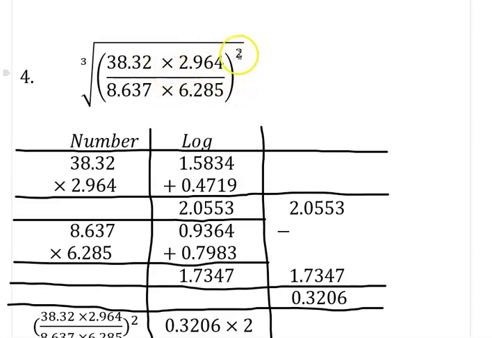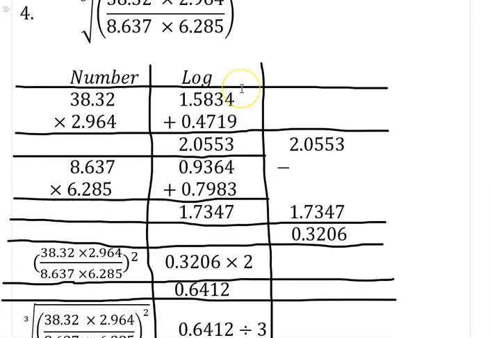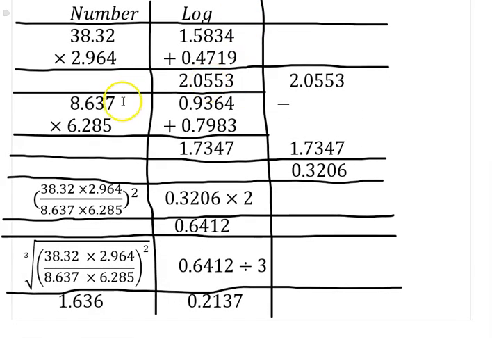But don't forget, it's raised to power 2. Everything is raised to power 2. That means we multiply our result by 2. Awesome. So that's what we have here. Because everything is raised to power 2, we just multiply our result by 2. Punch your calculator. 0.3206 times 2 gives you 0.6412.